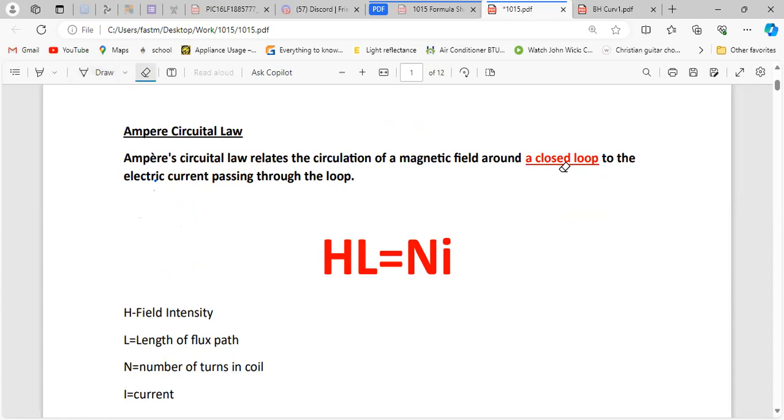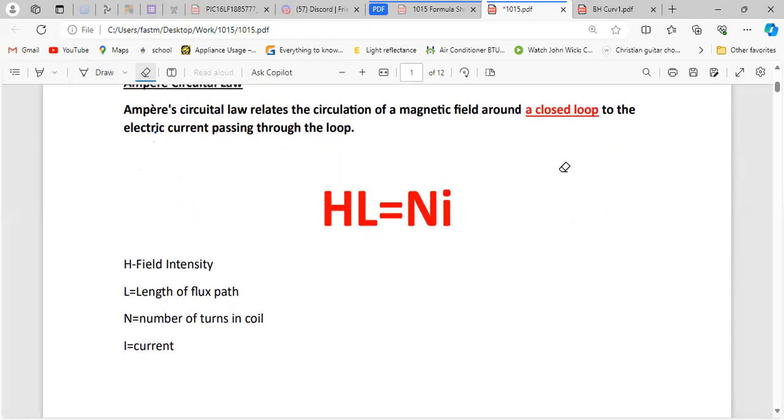So Ampere's circuit law: HL is equal to NI, where H is the field intensity, N is the number of turns, I is the current, and L is the length of the flux path, which by now you all know goes through the center, the mean diameter of the material. All right, so that's something to keep in the back of your mind.